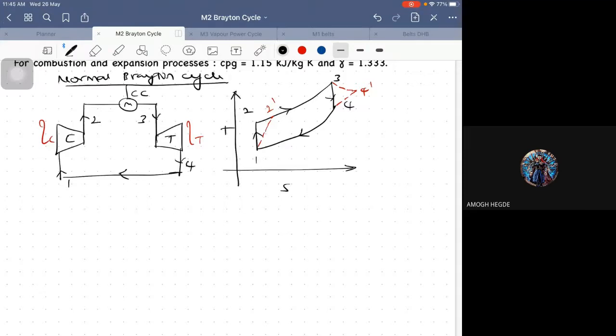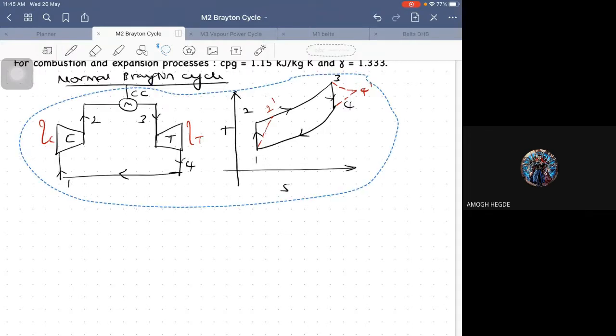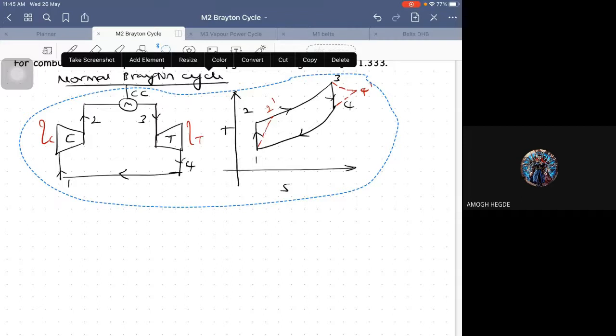So what happens in case of a regenerative Brayton cycle? Anyone? What happens in case of a regenerative Brayton cycle?